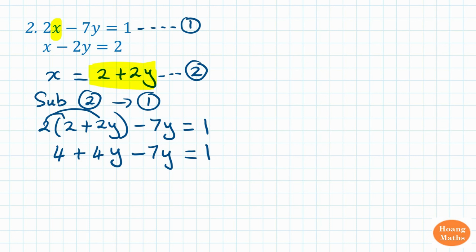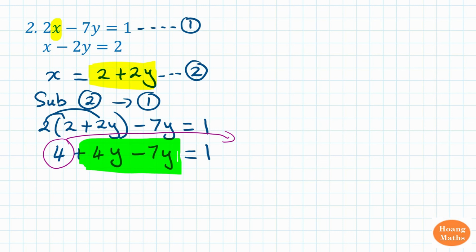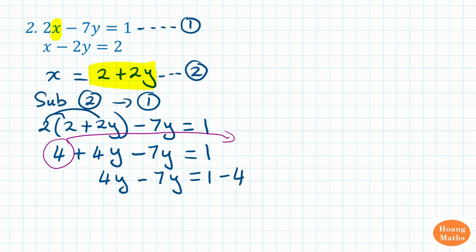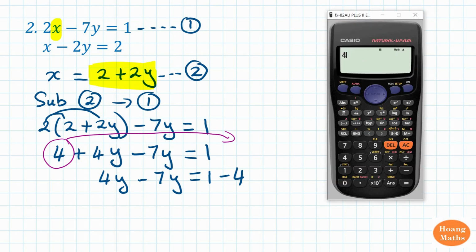So the 4, we can move this 4 here onto the right hand side, so it becomes 1 minus 4. And on the left hand side here, 4y minus 7y gives me minus 3y. Otherwise, we just write this down first. So 4y minus 7y is equal to 1 minus 4. Now 4 minus 7 is minus 3. Otherwise, you can just put in a calculator 4 minus 7. There you go, minus 3.